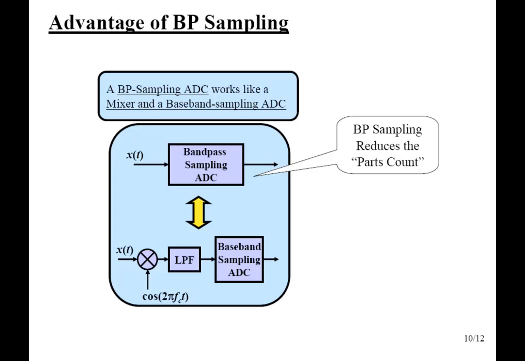So you see, bandpass sampling ADC can replace the coherent detection followed by low pass filter and followed by Nyquist sampling. All these three blocks will be replaced by a single bandpass sampling ADC. So that is the advantage of bandpass sampling ADC, because it reduces the parts count. So that's all for bandpass sampling.